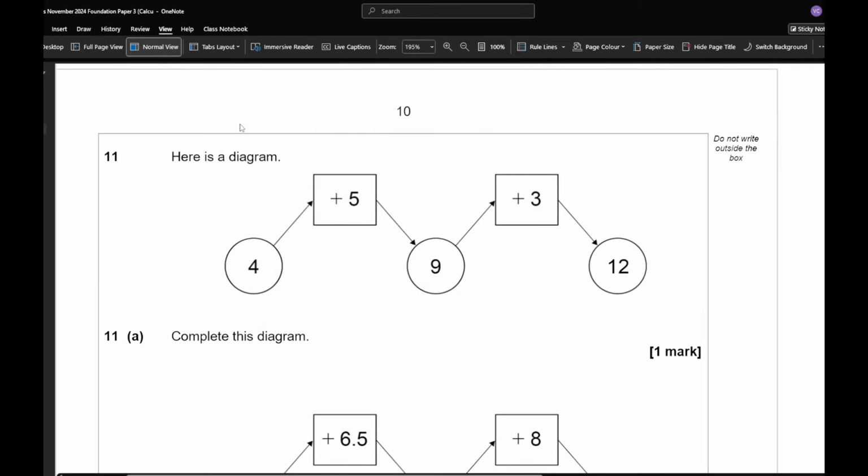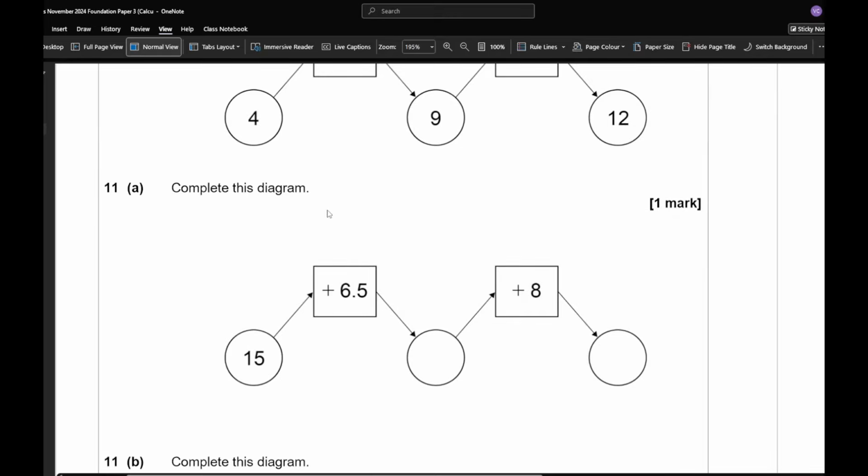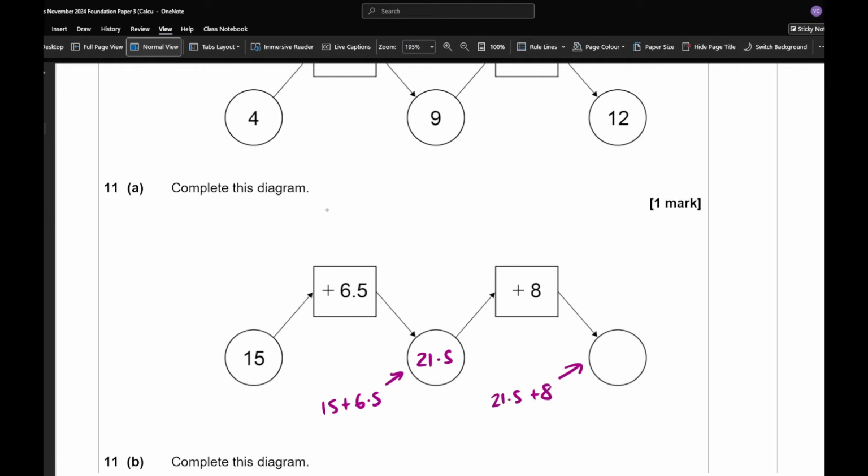Moving on to question 11, it says here is a diagram, complete the diagram. So what we're doing is we're starting with the circle numbers, we're then following the operation that's in the square, and we're getting our answer. So for this box, I need to do 15 plus 6.5, type that into my calculator, and I get an answer of 21.5. And then for this number here, I'm going to use 21.5, and I'm going to add 8, so I should have an answer of 29.5 in the circle there.